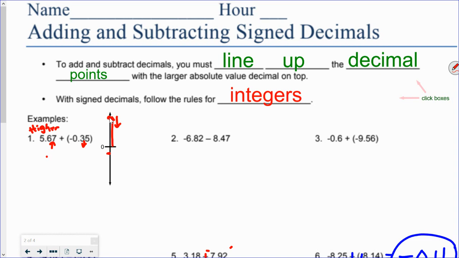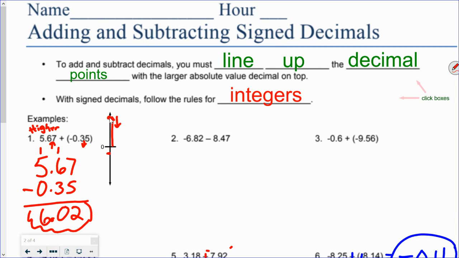So let's line them up. I have 5 and 67 hundredths, and they are different signs, so I have to subtract. So let's go through, and we've got the 12, and then another. So we got 6 and 32 hundredths, and remember it is a positive because of my higher value.